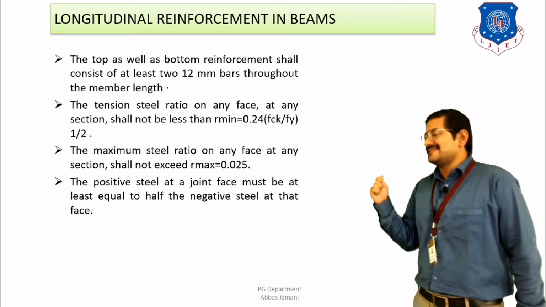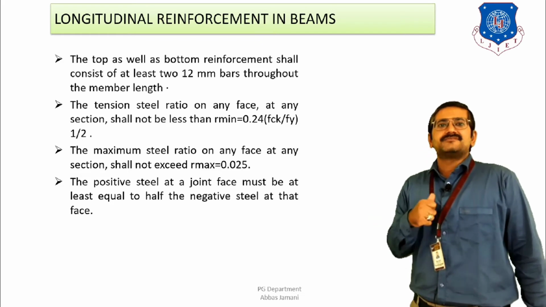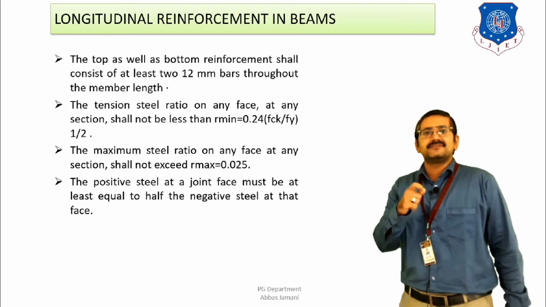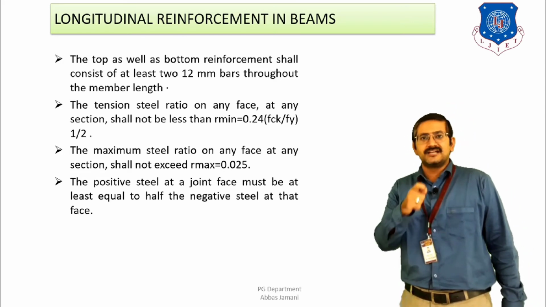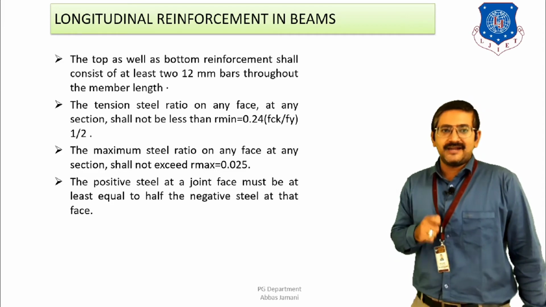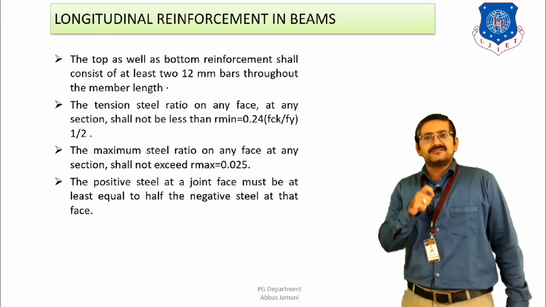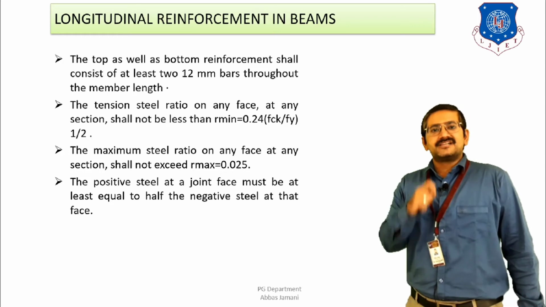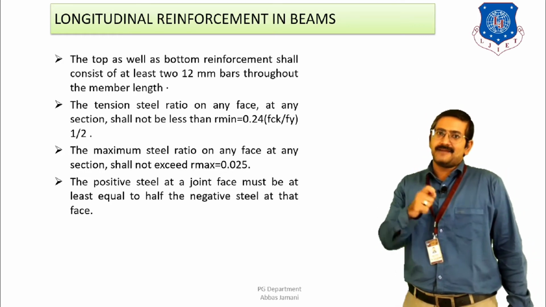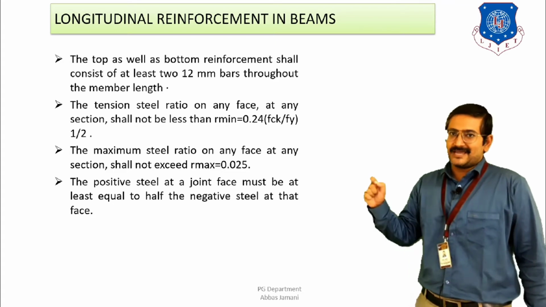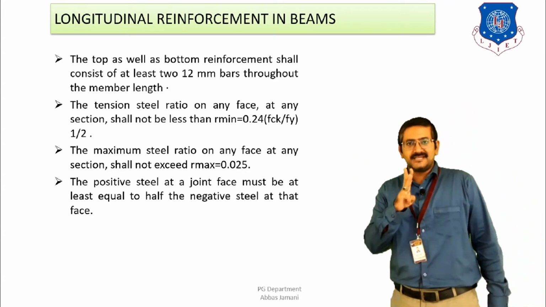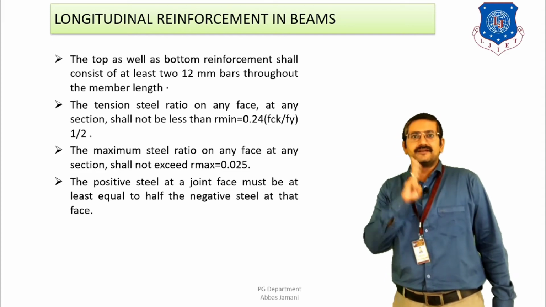Then the third guideline is that the maximum steel ratio should not exceed 0.025. That is, the maximum steel in horizontal beams should not be greater than 2.5%, right? And lastly, the positive steel at a joint must be at least half of the steel provided in the tension face at that particular joint, right? I will explain this in the next slide with the help of a sketch. So I hope these guidelines regarding longitudinal reinforcement are clear.